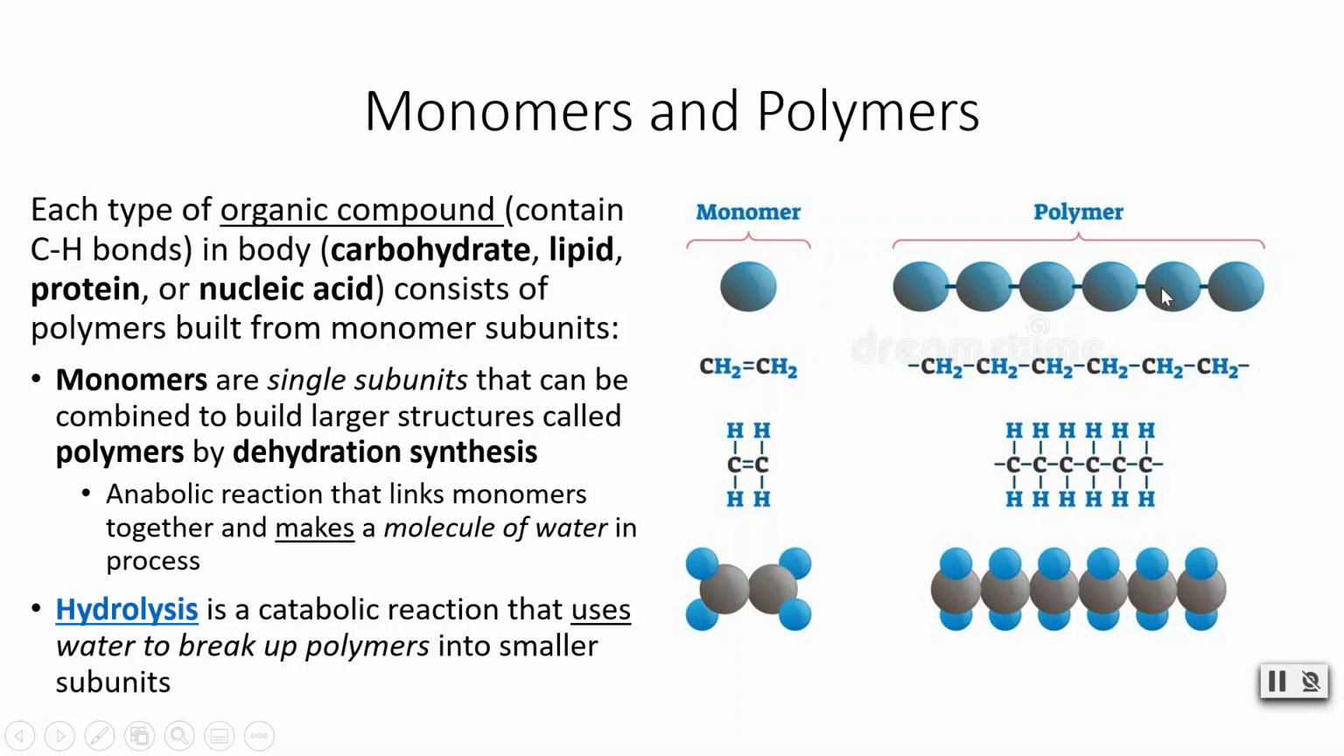We do this through a process called dehydration synthesis. We add molecules together by removing water. And if we would like to break down a polymer, this larger molecule, back into its original subunits, so if we want to go from a polymer back into a monomer, we would use hydrolysis reactions. That's a catabolic reaction that uses water to break down polymers.